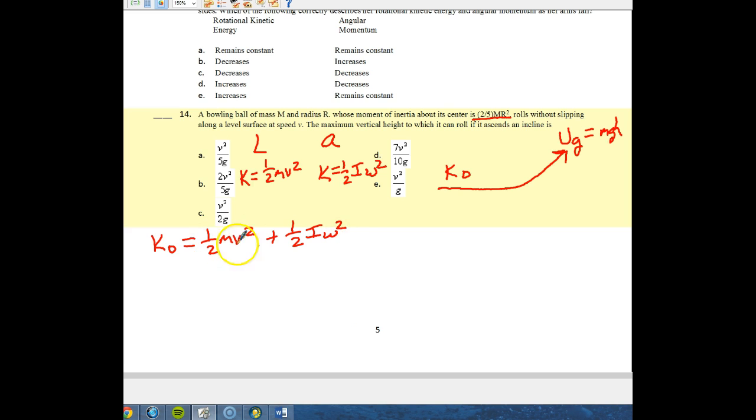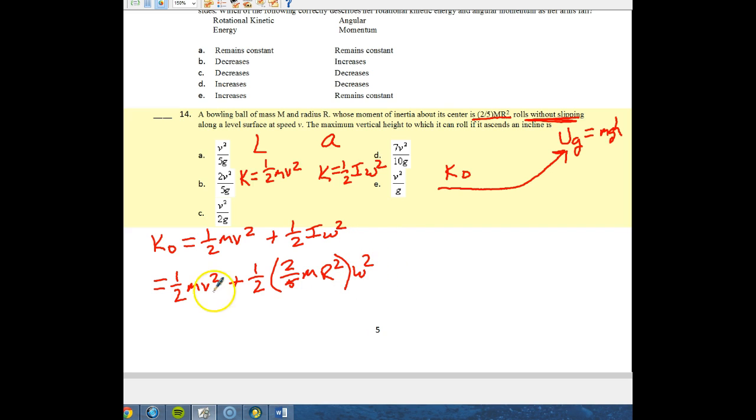Now we need to get both of these into the same form, so we need to convert this into a linear form of kinetic energy so it looks more like this. And we can do that because we know it doesn't slip. So let's go ahead and start doing that. This is 1/2 mv squared plus 1/2. Now we can do our rotational moment of inertia here. So it's 2/5 m times r squared, and then we have omega squared.